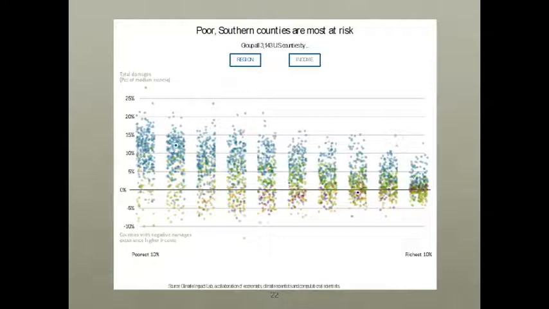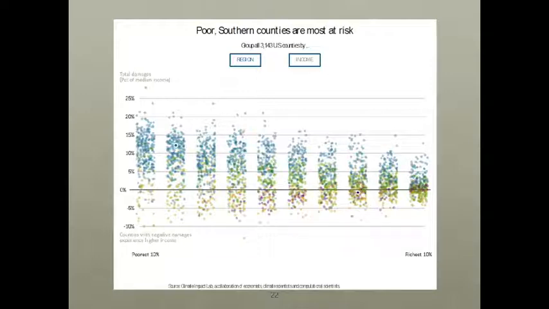In this graph, they organize the counties. Counties are like municipalities in the U.S. From the poorest counties to the wealthiest counties in the U.S. And this is the impact or the damage expected. And so you see that the poorest has the more spread, but the average is also higher. To average these points, unfortunately here it was not shown, the averages go more or less like this.